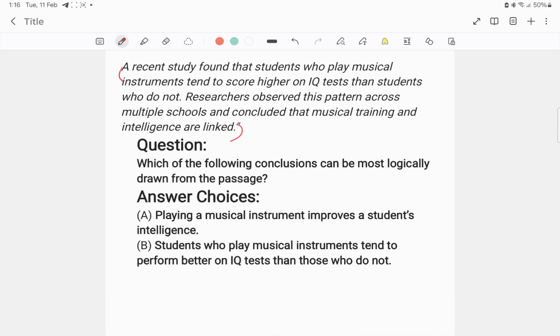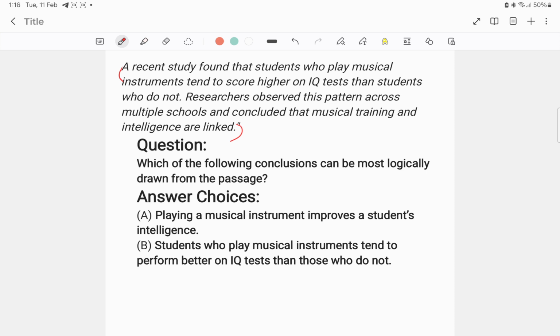A recent study found that students who play a musical instrument tend to score higher on the IQ test than students who do not. Researchers observed this pattern across multiple schools and concluded that musical training and intelligence are linked. So identify the passage's core idea.